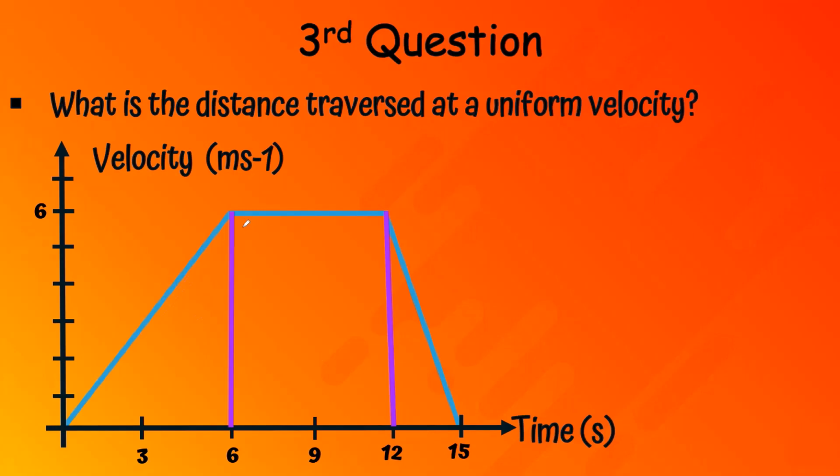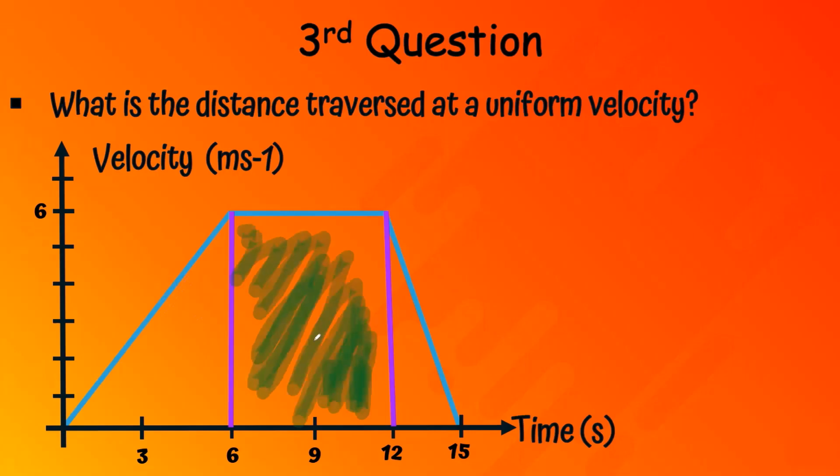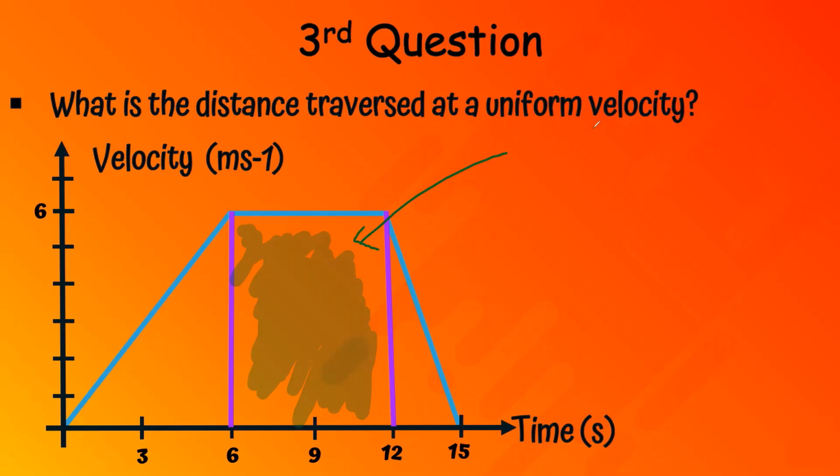So we learned that the distance traveled at uniform velocity is this distance, and we need to find the area under the graph to find the distance. Breadth is 6 meters and the length also 6 meters. 6 meters into 6 equals 36 meters.